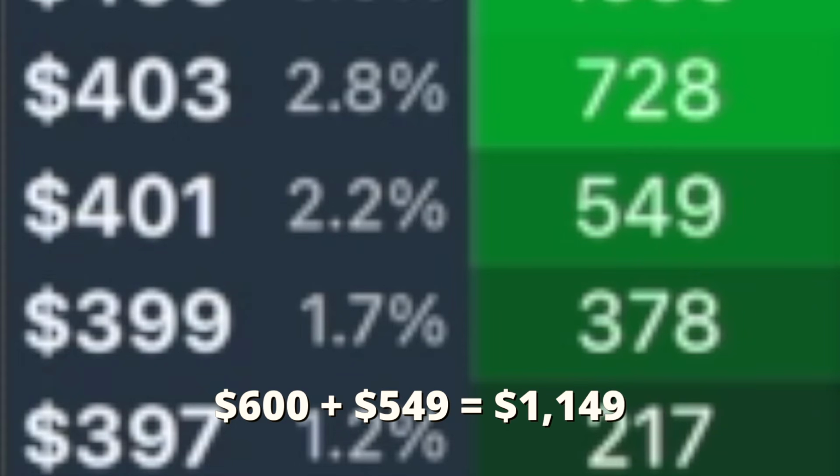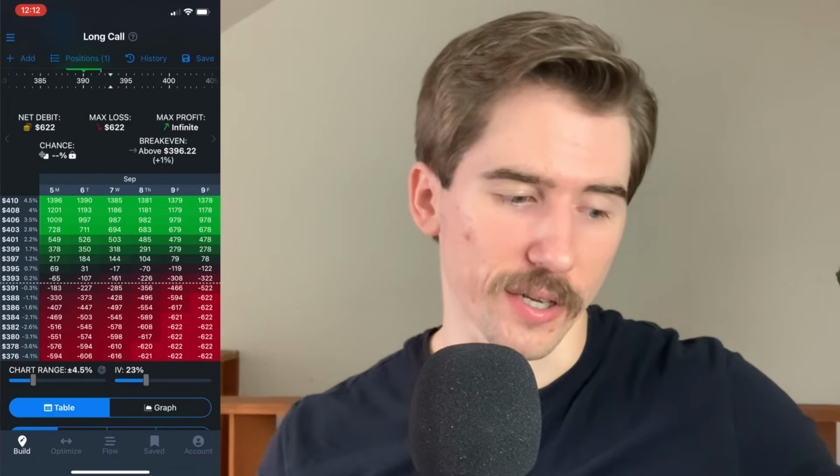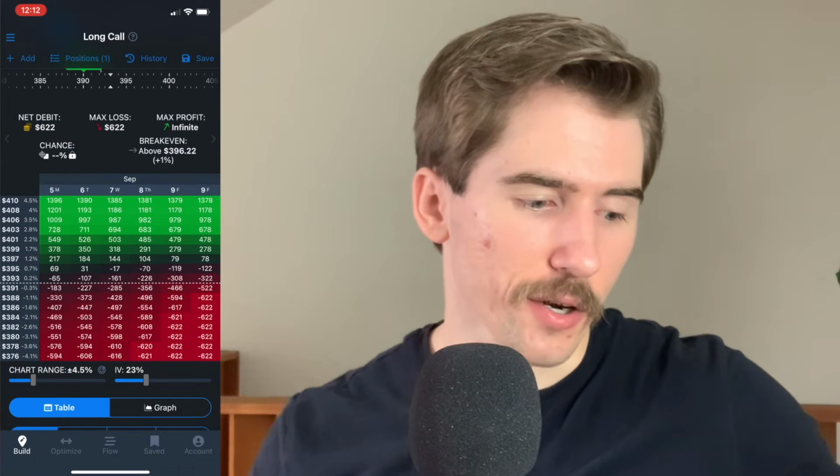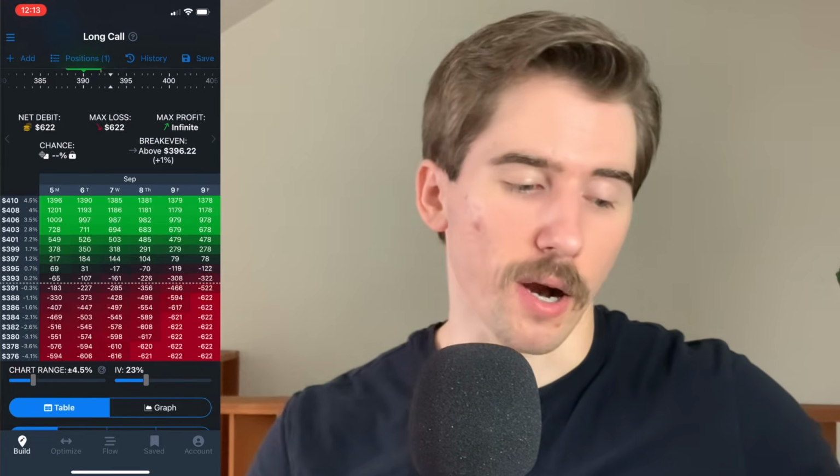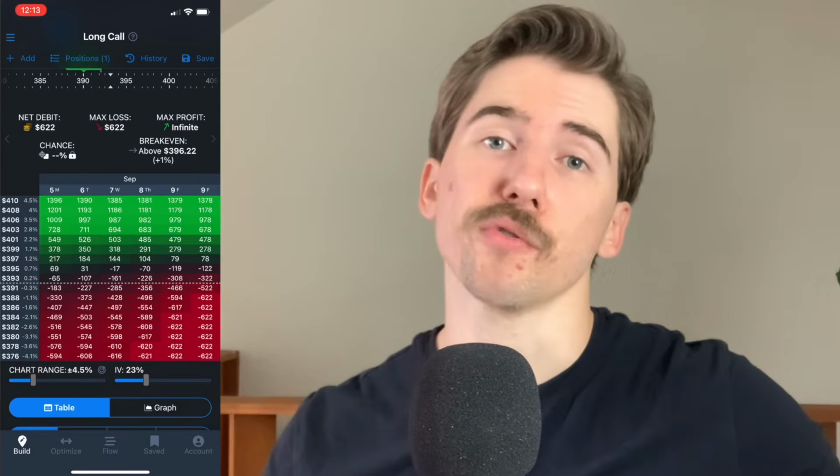But if SPY were to fall from where it is right now to, say, $388, that means that I would lose $330 if this happened by tomorrow, August 5th. You can see the range of possibilities for your profit and loss before your expiration date, so this is a super useful app to have.